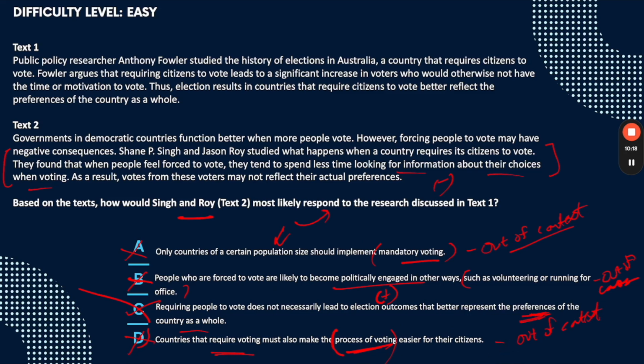So what were the reasons behind eliminating these options? There was out of context, something that was not even discussed, right? And then there was a somewhat contradictory option, where choice B said the people were getting politically engaged, but as per text 2 they were just making their choices for the sake of it. They were not even looking for the information. So this was contradictory as well. These are the most common reasons you will find while eliminating options for this type: out of context and contradictory. So very clearly I can say that C is the correct option, and I could eliminate A, B and D.